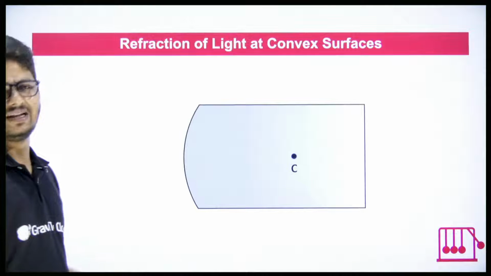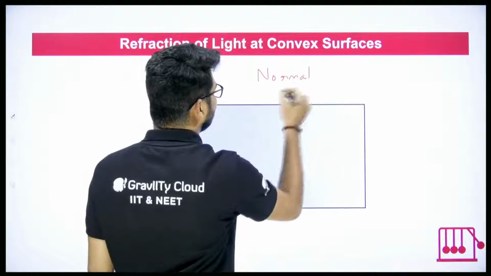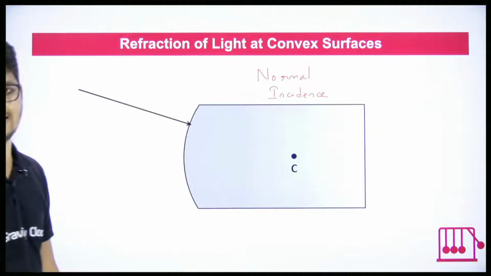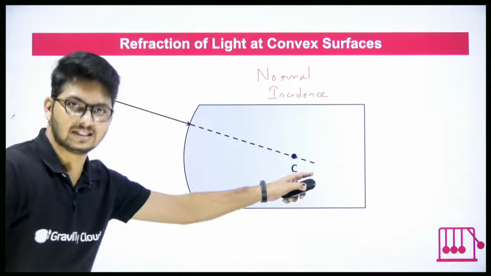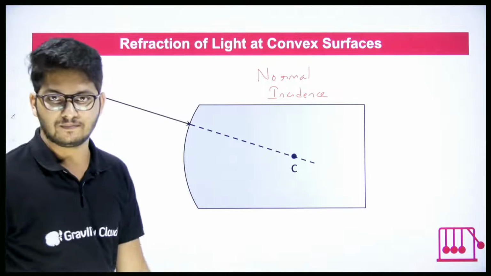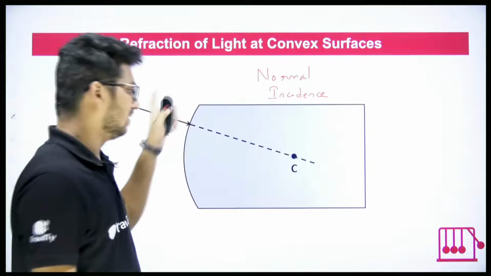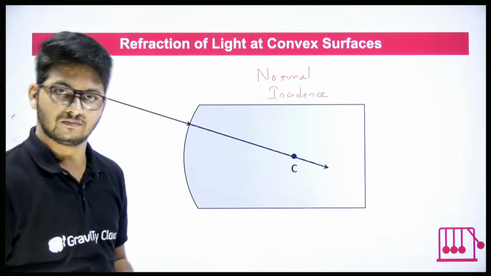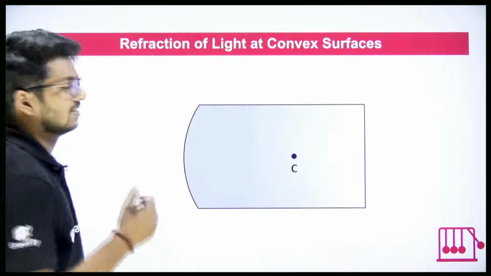Chalo. Now I can take another case. Same case of normal incidence. I'll take normal incidence again, but the ray is incident at any other point. Let's say at this point. This is the incident ray. If I draw the normal at this point, the normal passes through the center, and as you can see, the incident ray coincides with the normal. It is the case of normal incidence. The ray directly passes through without any deviation. Good? Simple. Okay.